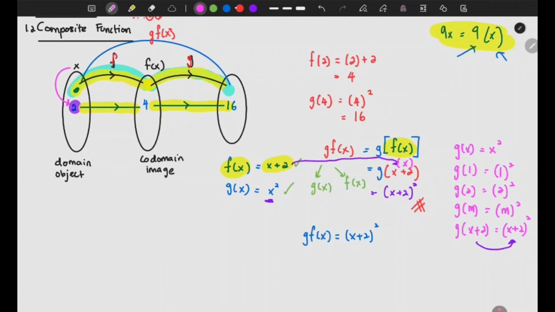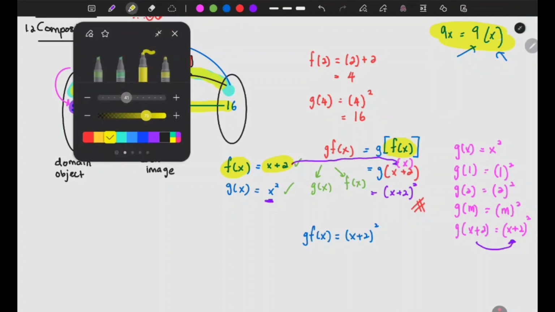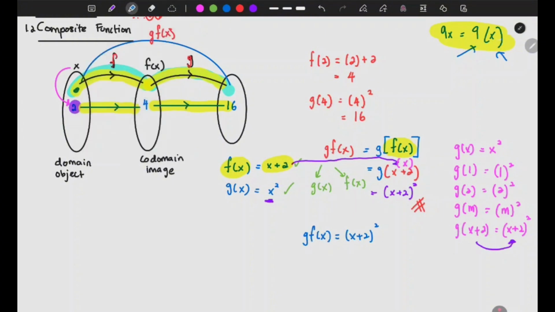Maybe I should use highlighter. You key in the 2, you use this bridge, you straight away are supposed to get 16. You don't need to go meet the 2 and then the 4 and then the 16 like this. You don't have to. You straight away meet the 16 using this function.